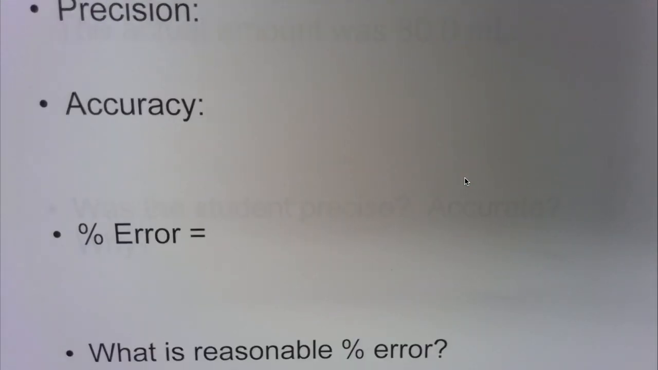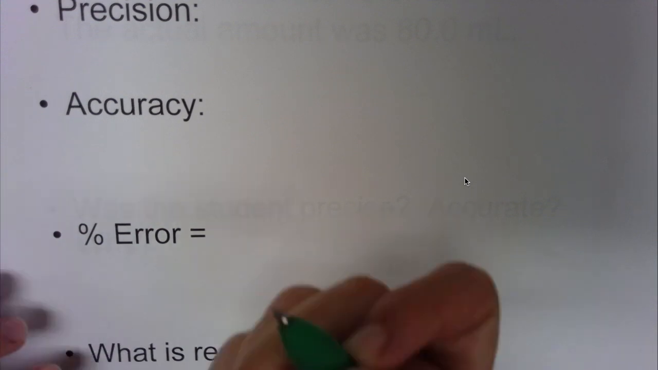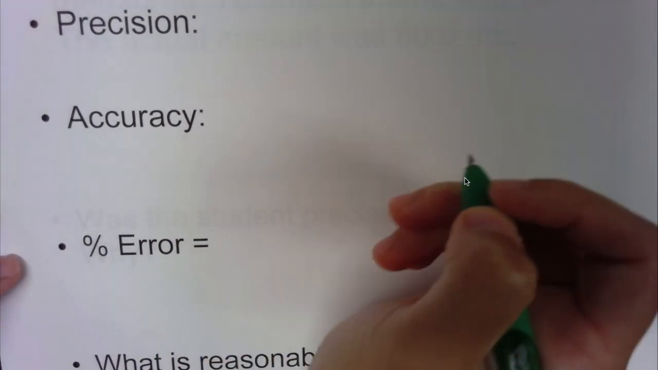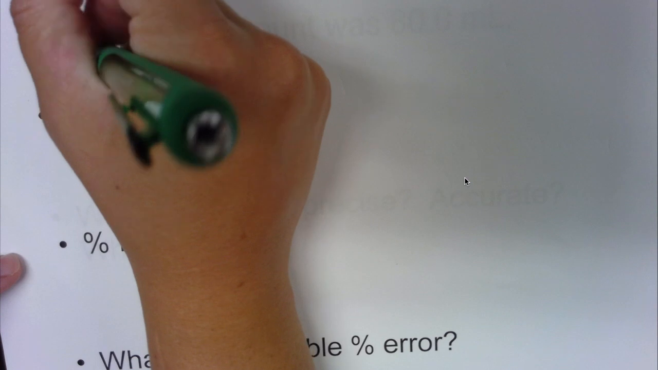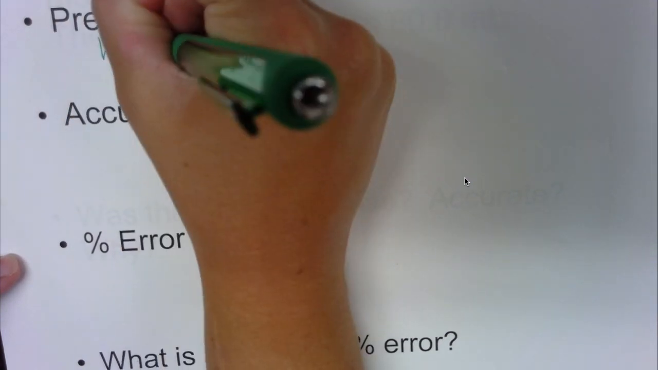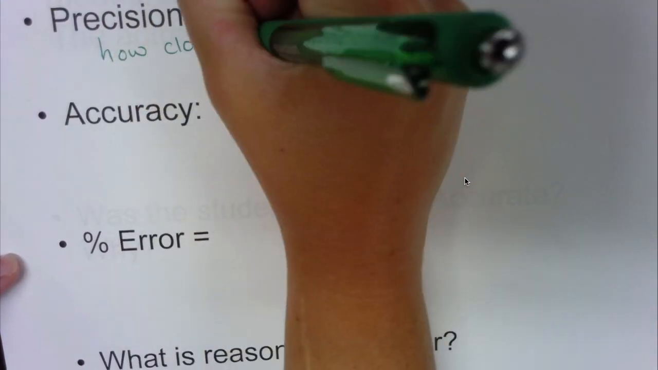All right, so I just touched on precision and accuracy. Now we're going to get to talk about really what those two things are. Okay? So a lot of times we use these interchangeably. However, they do mean two very different things. So when we're talking about the precision of data, we are talking about how close your data is to each other.